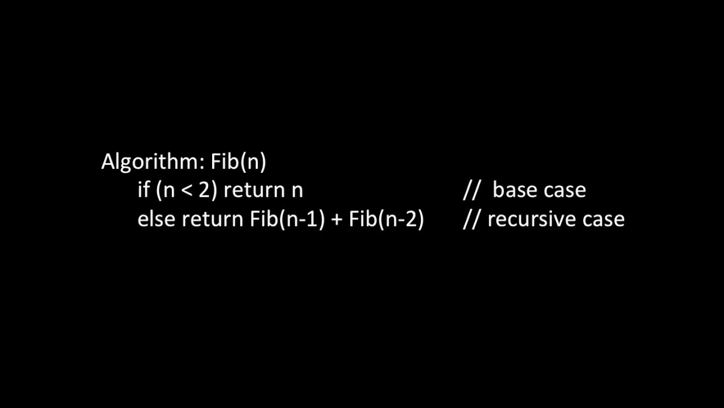Here's my recursive algorithm, fib of n. If n is less than 2, return n. Well, that works because fib of 0 is 0 and fib of 1 is 1. That's our base case, or rather our two base cases. Else, and here's the recursive case, I return fib of n minus 1 plus fib of n minus 2, because fib of n is equal to the sum of the two preceding values in the series.